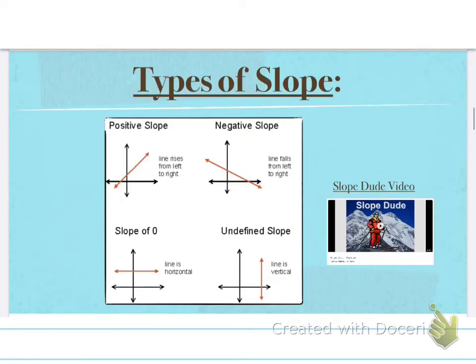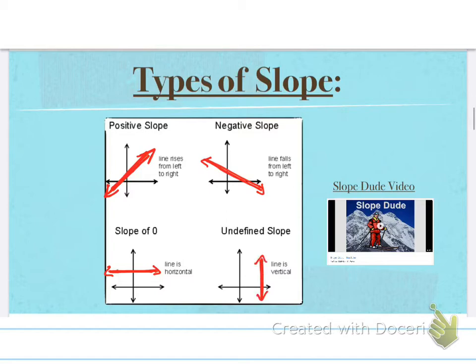There are different types of slopes. We have 4. The first one is going to be a positive slope, and the way it looks is, if you read it from left to right, we can see that the line is rising from left to right. Okay. The negative slope from left to right is going to go down. Right. The slope of 0, it doesn't go anywhere, it just stays as a horizontal line. And then an undefined slope will have a line that goes vertically.